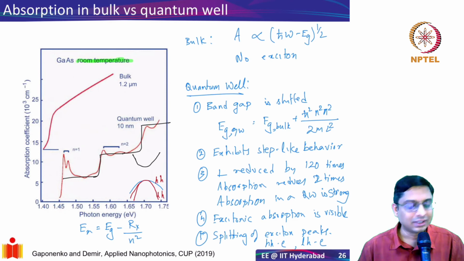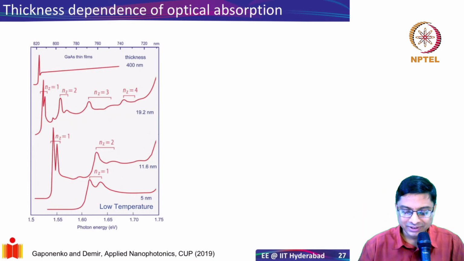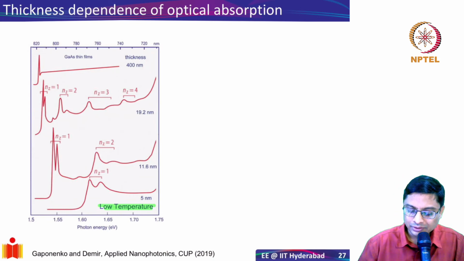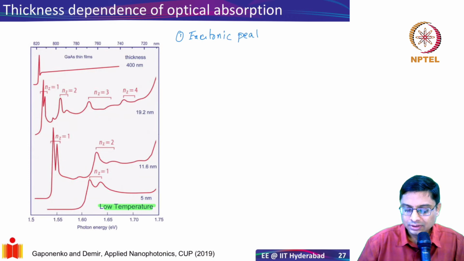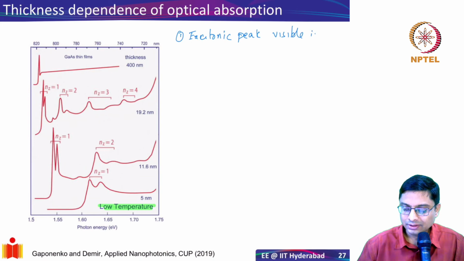Of course, we can go a little bit further, and look at what happens at low temperature. The previous case was room temperature. Now, low temperature absorption measurements in the same gallium arsenide thin films. Once you go to low temperature, immediately you see that the exciton is visible even in the bulk. 400 nanometers is to me a bulk semiconductor. So the first observation is that the excitonic peak is visible in bulk. Essentially it is strong, because this strong peak is what it is, right?